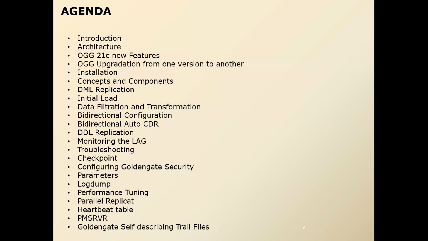Then security is very important, as Golden Gate deals with data. So how to configure security in an Oracle Golden Gate environment? What are the different parameters? What are parameter files and how to comprehend existing parameter files? We discuss that during the training. Then we discuss the logdump utility for reading the trail files, performance tuning of Golden Gate, parallel Replicat, heartbeat table, metrics server, Golden Gate self-describing trail files.